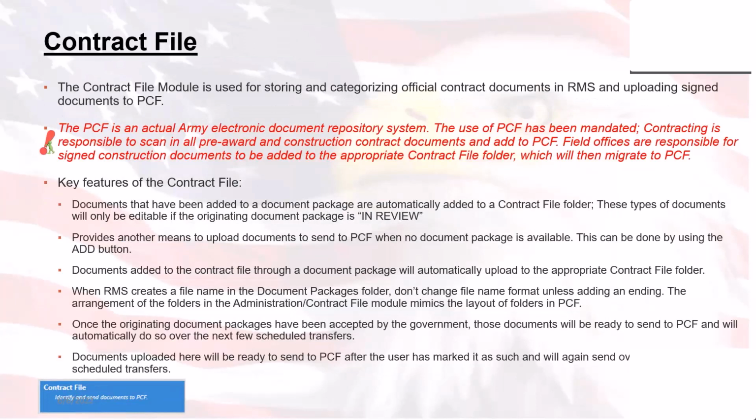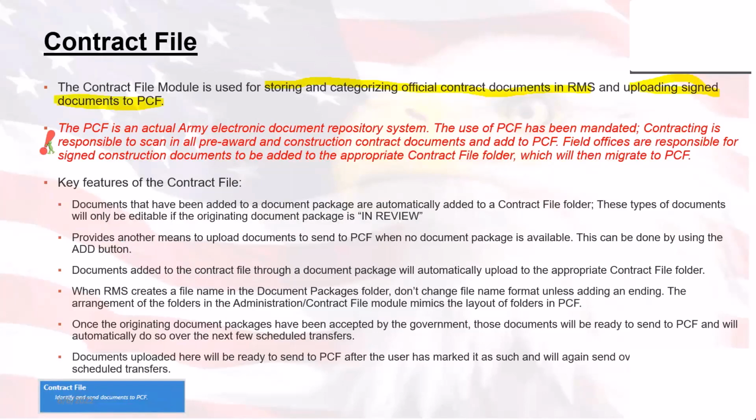All right, the contract file. This is a very important area of RMS. Why is it important? Because if you're new to RMS and you've submitted documents in RMS, you may or may not have had somebody tell you, hey, how come your document isn't off to PCF? PCF is paperless contracting file. It is mandated that every electronic and paper copy gets sent off to PCF.